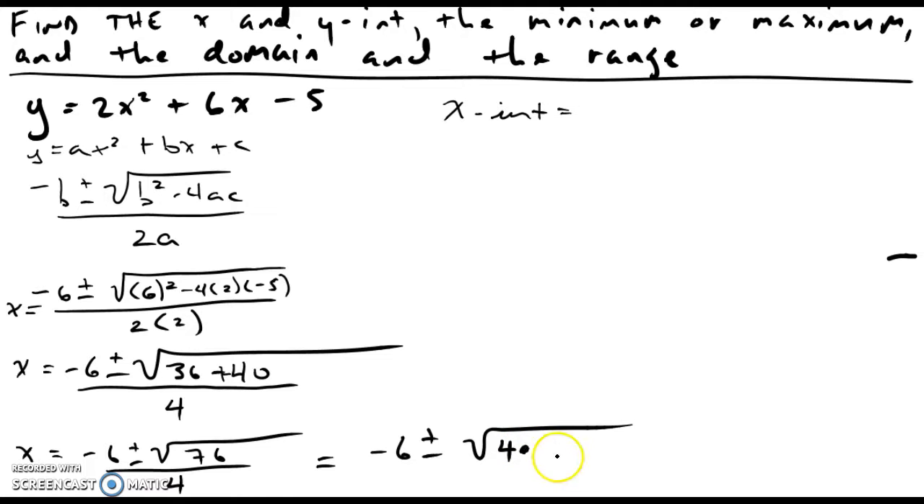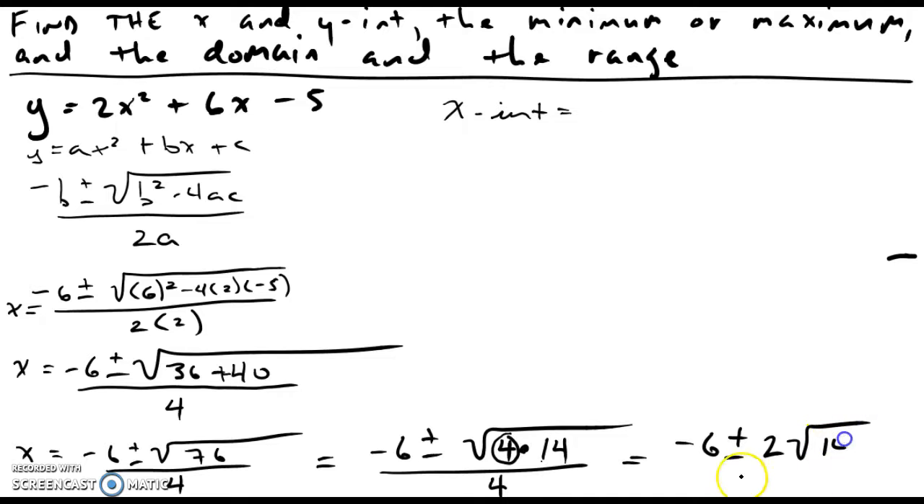So 76 is 4 times 19. 4 does have a square root, so I'm going to take the square root of that 4, and I'm going to move it out of the radical sign. So the square root of 4 is 2. So we've got 2 times the square root of 19 over 4, and we can simplify this more. Divide by 2, divide by 2, divide by 2.